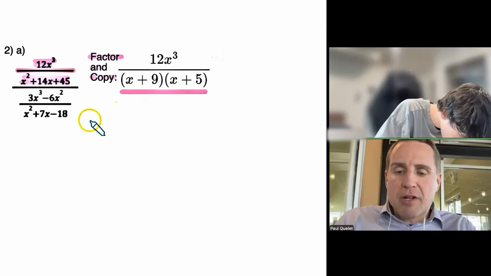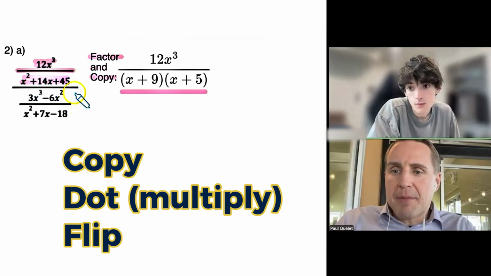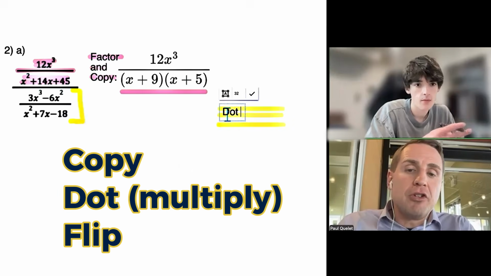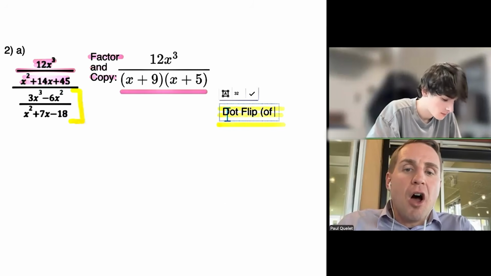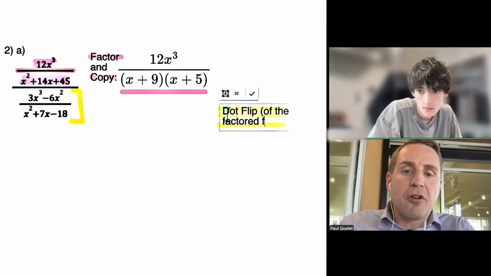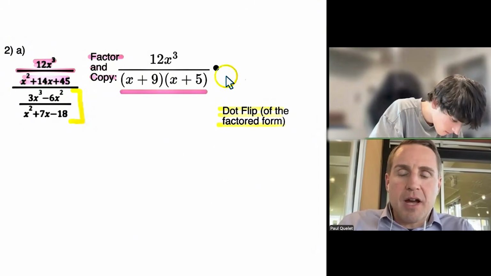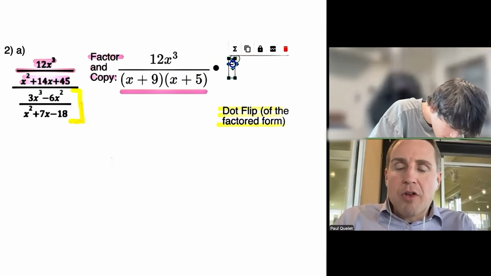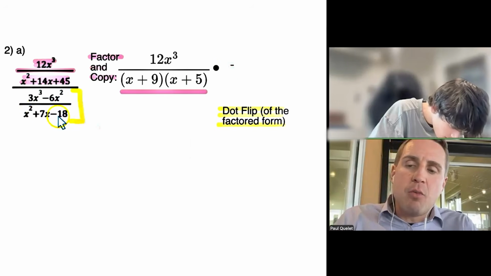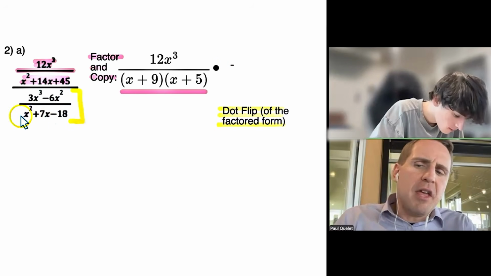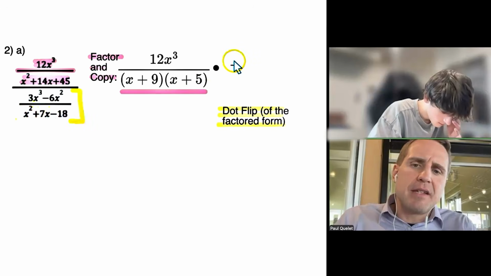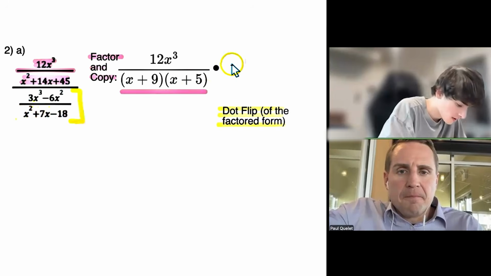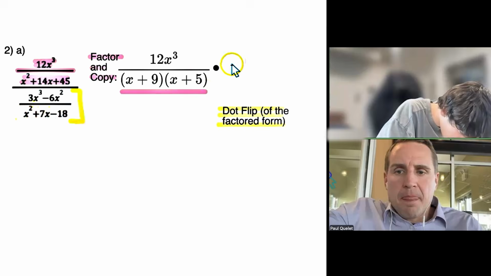So again, this is like our numerator. But then for our denominator, again, it's copy dot flip. So we can do dot flip of the factored form. That's what we're going to do. Dot meaning multiply. Then let's get a fraction going here. Now, the numerator is going to be what was the denominator, so I think that was x squared plus 7x minus 18. What does that factor to? x plus 9 and then x minus 2.